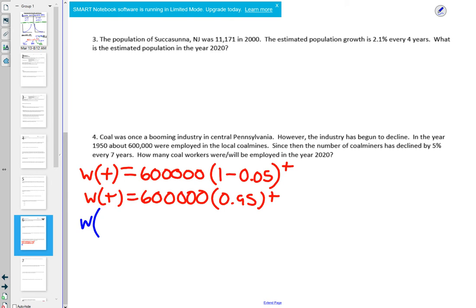10. How'd you get that, Ann? 70 divided by 7. You can write 70 over 7 if you want, but I'll just put 10. So it's 600,000 times 0.95 to the 10th power. But the key is knowing that... how'd you get 10? I don't see 10 years mentioned anywhere. Yeah, I know. It's not about 10 years, but the cycle repeated itself 10 times. In 70 years, 7 years will pass 10 times.